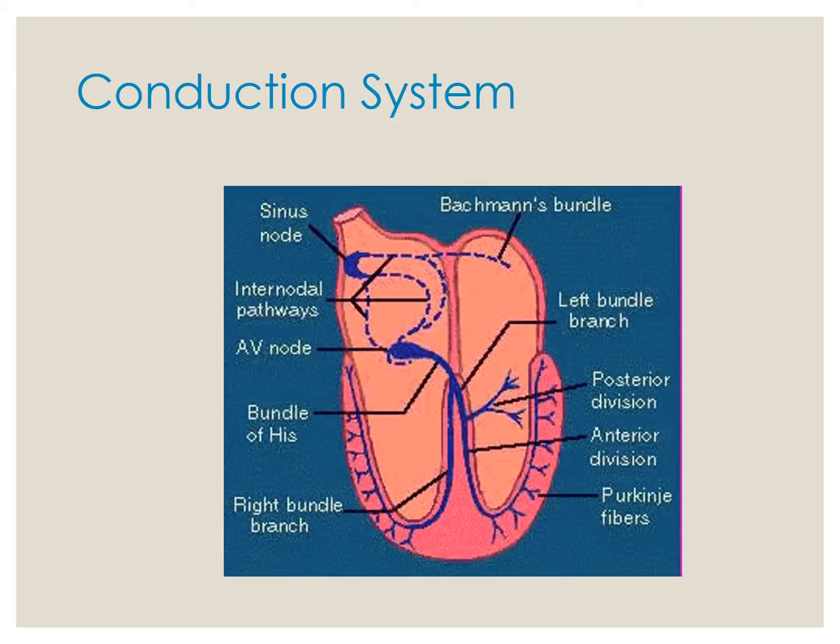Okay, so here is just a visual, so you can see it. When you first start with your conduction system, you start up in the sinus node, or the SA node, and then it travels down to your AV node. It goes through the bundle of His, then it splits off into your right and left bundle branches, and then it goes down to the very posterior part of your heart, the Purkinje fibers, and that will create the contraction and relaxation of your heart.